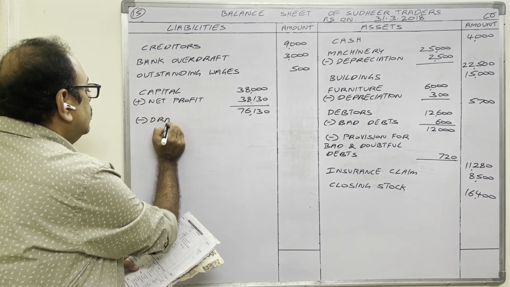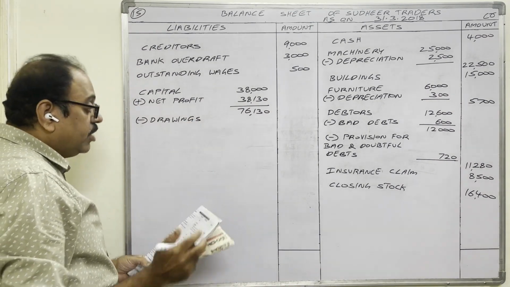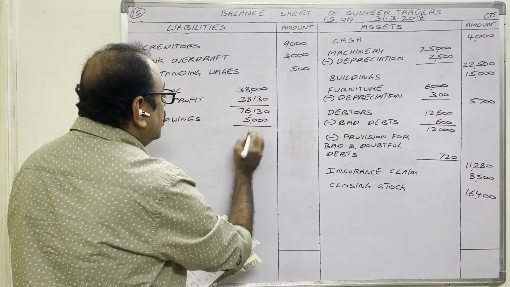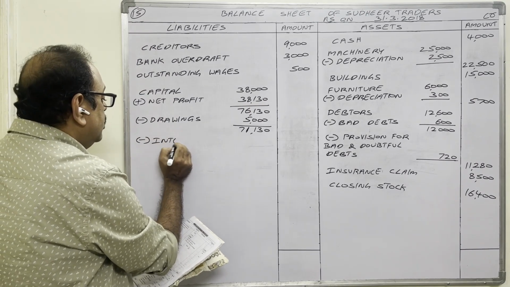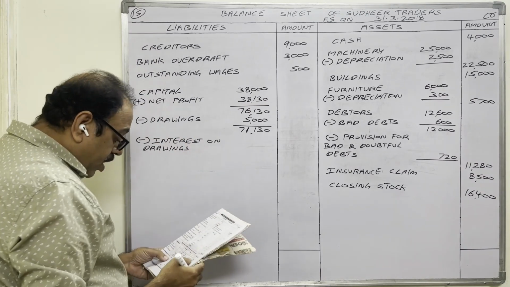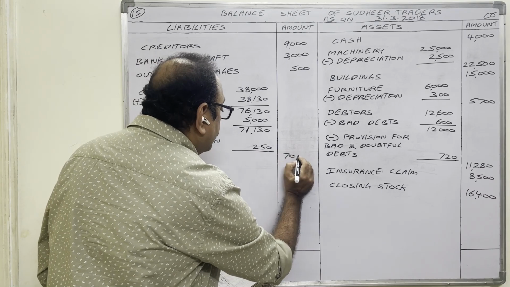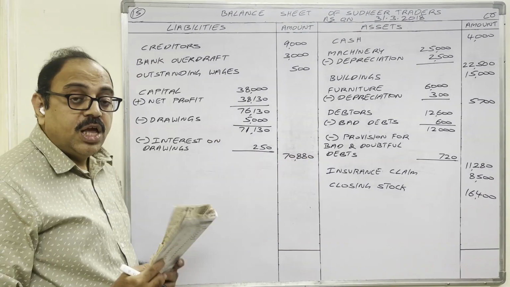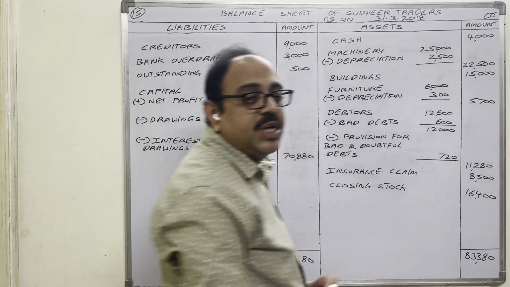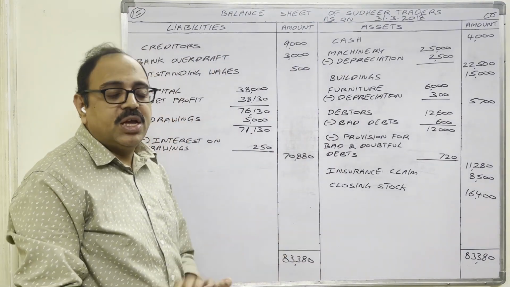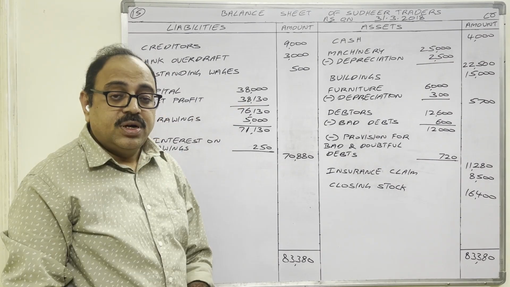Minus drawings. In the trial balance, on the debit side he has given drawings amount 5,000 rupees. Subtract that amount here, remaining amount. Then interest on drawings we have to subtract, minus interest on drawings. In the profit and loss account we have calculated 250 rupees came, that amount. Net amount in outer column 70,880. Everything is completed. Finally, two sets of totals: 83,380 rupees came. Thus, the two side totals should be equal. Then only the problem is correct. So this is all about the 15th problem. Take a screenshot of the balance sheet.